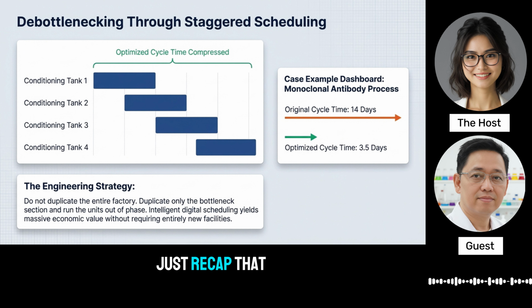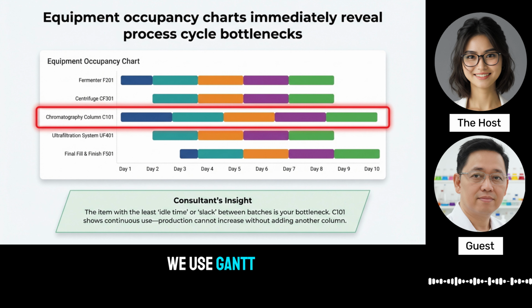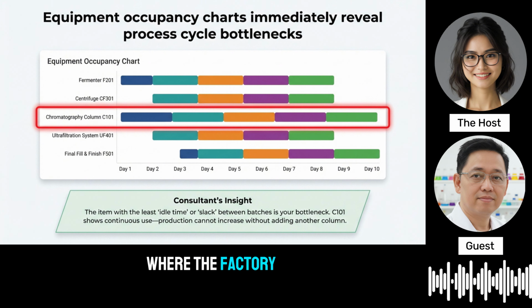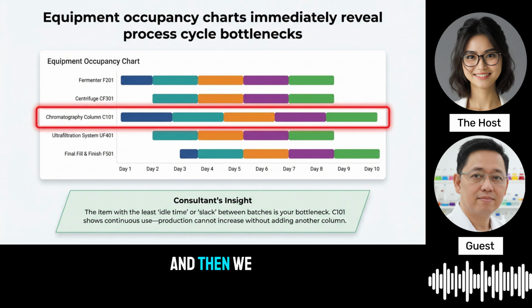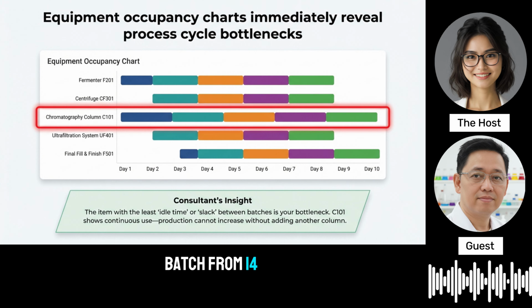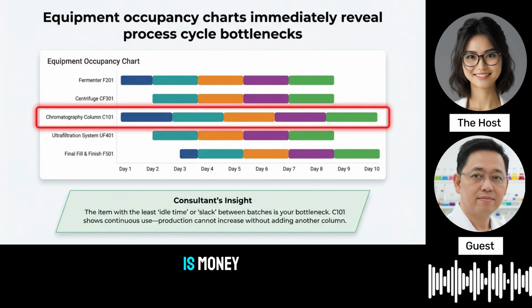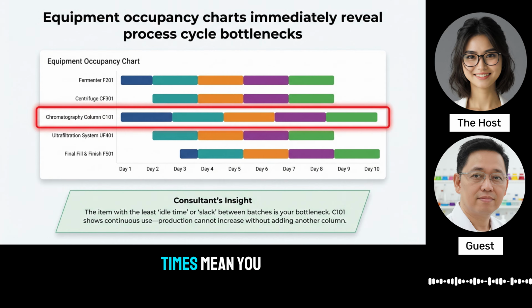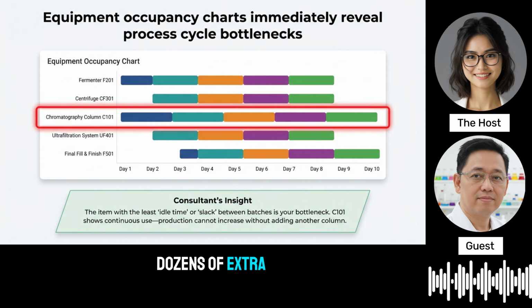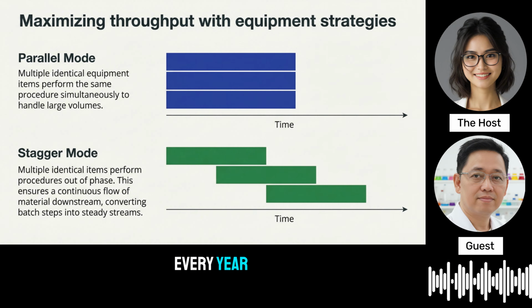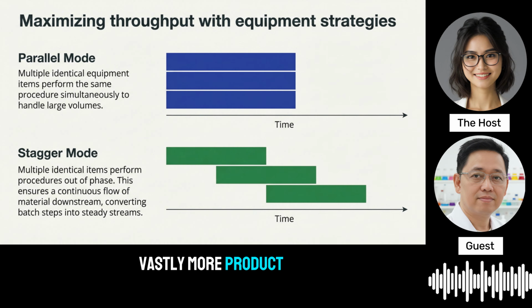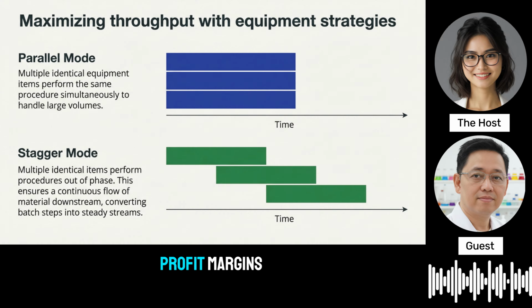I mean, let's just recap that briefly. We use Gantt charts to expose where the factory is essentially taking a nap, and then we stagger equipment to keep things moving. And cutting a batch from 14 days to 3.5 days is not just a scheduling trick. That fundamentally alters the economics, right? Oh, absolutely. Because time literally is money. Yeah. Shorter cycle times mean you push dozens of extra batches through the same facility every year. More batches mean vastly more product to sell, which transforms the profit margins.